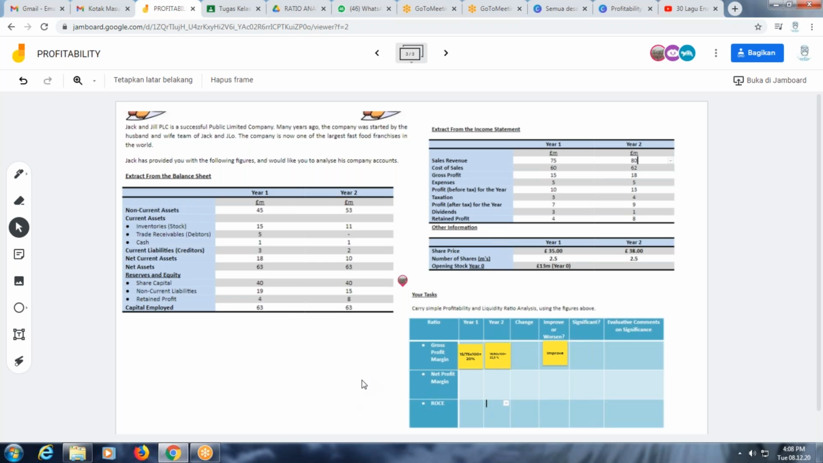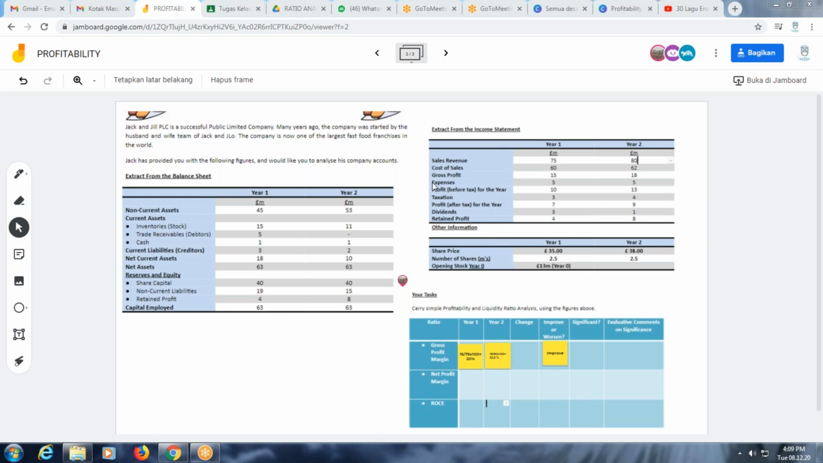Thank you very much. And the net profit margins. How about the net profit margins? Can you see from the data where we get the net profit? Is it from the balance sheet or the income statement? Where we get the net profit, everyone? Yes, we get the net profit from the income statement.